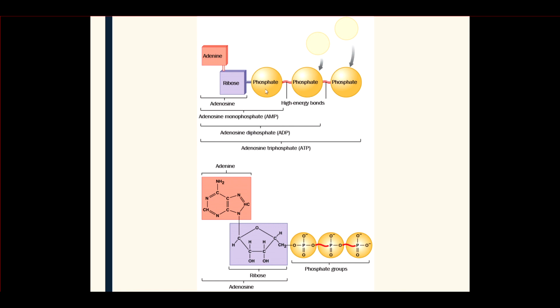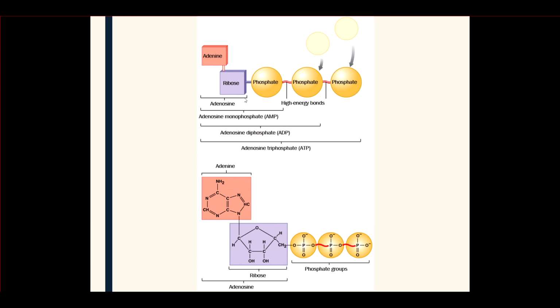1, 2. Then if we add another phosphate by phosphorylation, we would have adenosine triphosphate, another high energy bond. This is the one that we're going to be working with this semester. When this bond breaks right here, it releases a lot of energy for us to do work.